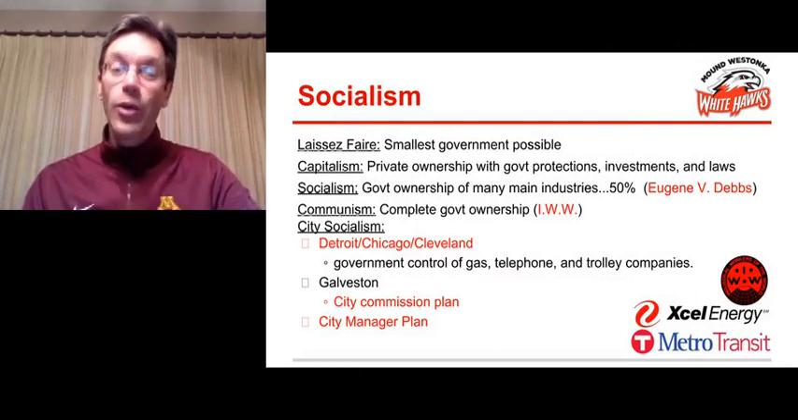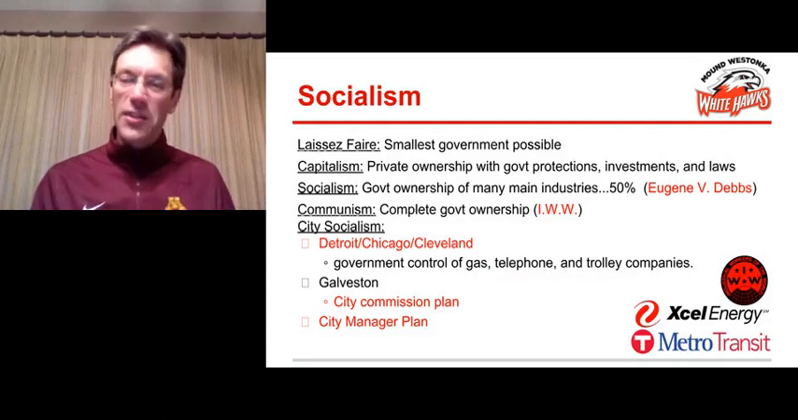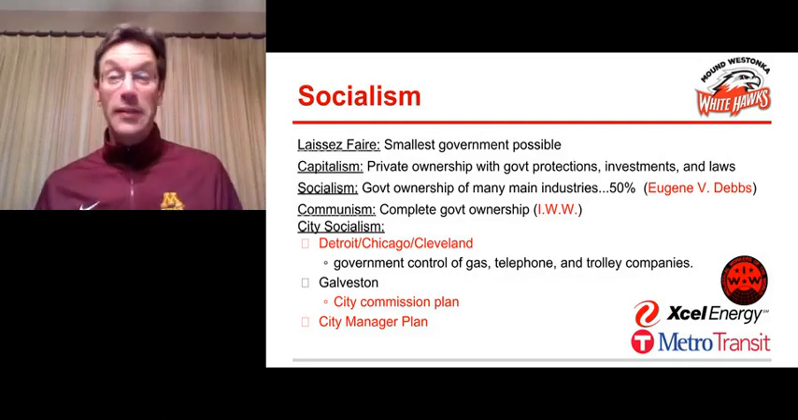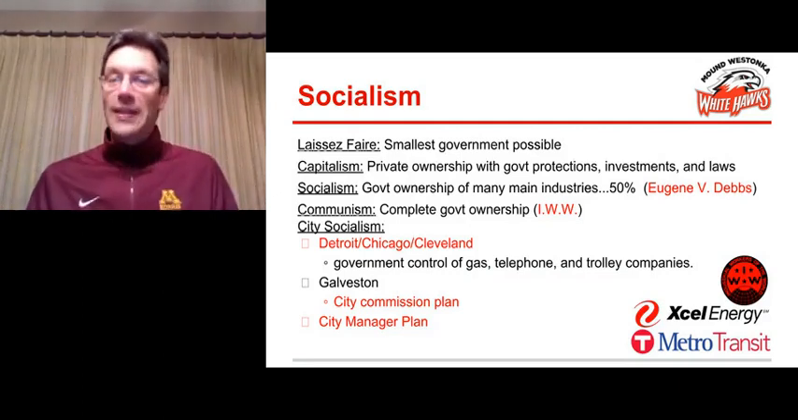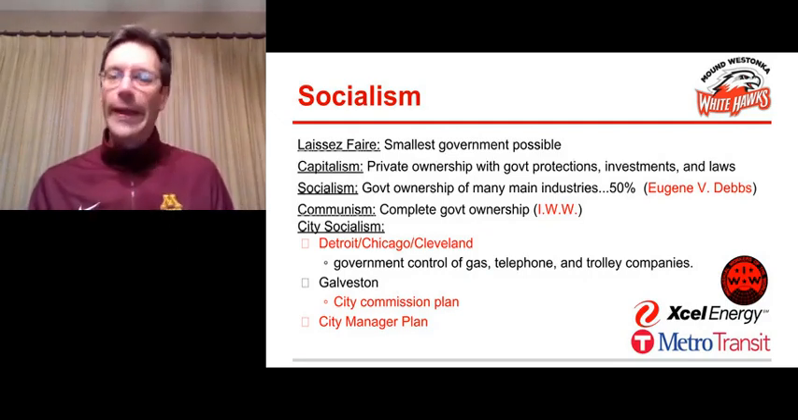So if we want to go to the extremes, and I put this on a continuum here, you've got laissez-faire, smallest government possible. We put that at about 2%. And why can we say 2%? 2% taxes. And with 2% taxes, you can fund the basics, border security and a court system.